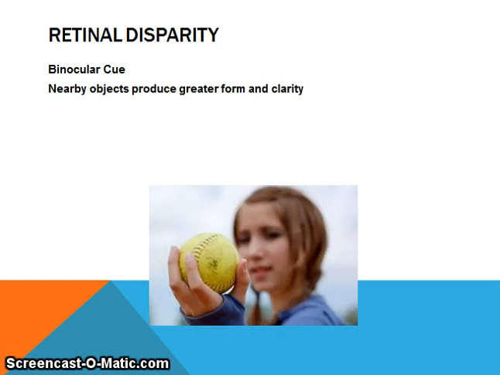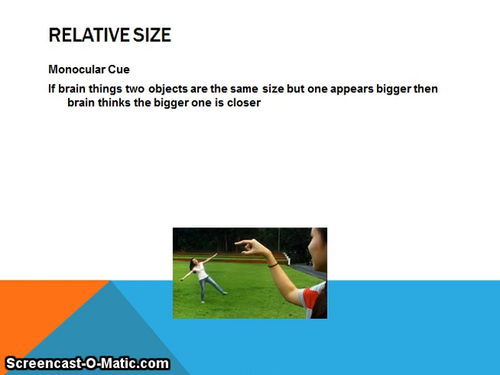Retinal disparity is another binocular cue, and that means nearby objects produce a greater form and clarity, so you can see that the softball, which is closer to the camera than the girl's face, is more clear, and that's just because it's closer, and depth of field with the camera, but you get the intention.